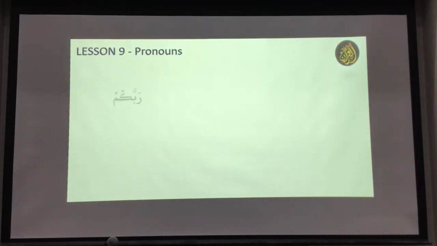So, let's look at the first example. We already talked about that, so I'm not going to talk about that anymore. So, kum comes from that one, so Rabbukum means your Lord. Rasulihi.